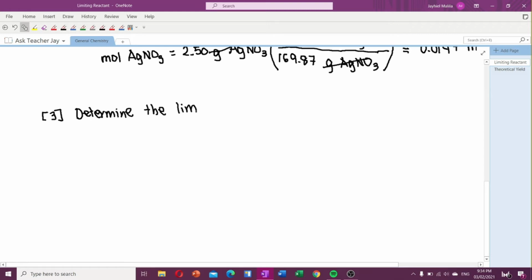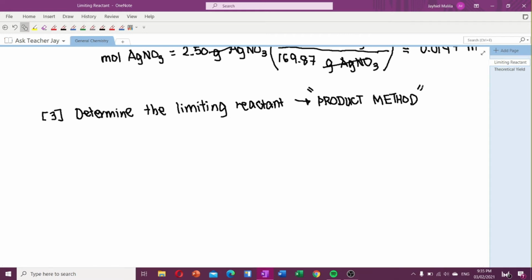So for the limiting reactant, we have actually many approaches that we can do to solve this. But I usually teach my students what I call the product method, because this is somehow easier and it still gives the correct result to the students in a shorter period of time, because the method of getting the answer is not so complicated. Okay, so what do you do when you perform the product method to determine the limiting reactant?